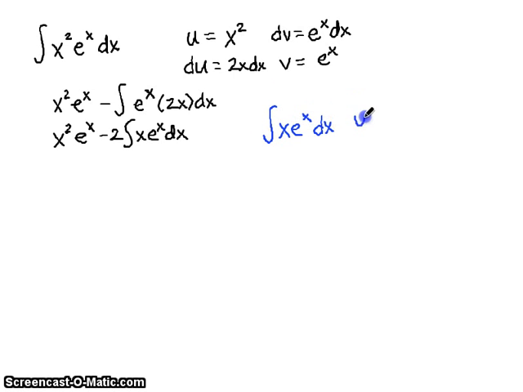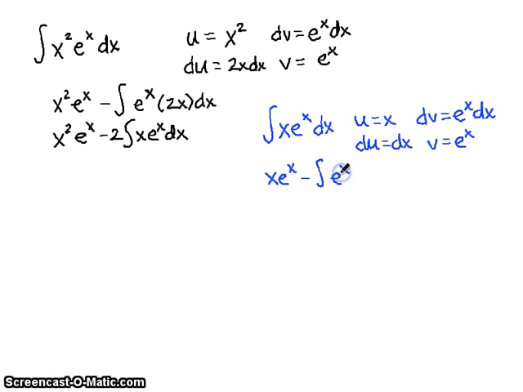So going through the process again, our u is going to be x, our dv is going to be e to the x dx, du equals dx, v once again is going to be e to the x. So for this blue part, we're going to have uv, so x e to the x, minus the antiderivative of v, so e to the x, du, which is dx. So we have x e to the x minus the antiderivative of e to the x, which is just e to the x. So all of this, x e to the x minus e to the x, is the antiderivative of that.